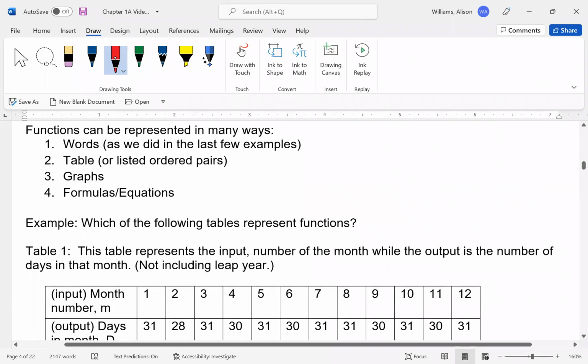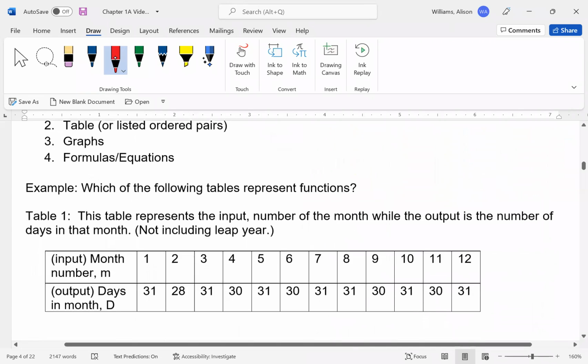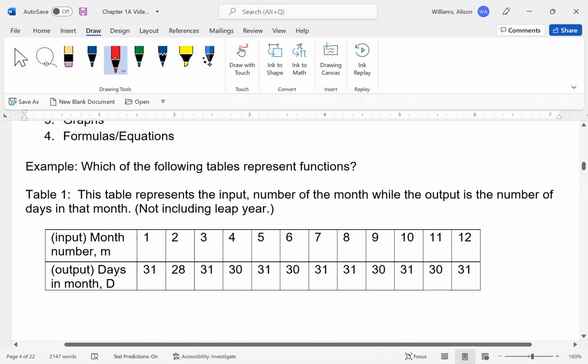Which of the following tables represent functions? This table represents the input number of months. They actually gave the months numbers. They refer to the numbers and the days, not including leap year. So is this a function? And the answer is yes, because each month gets paired with one output only. There's no repeating of those numbers in the inputs. So this is a function.